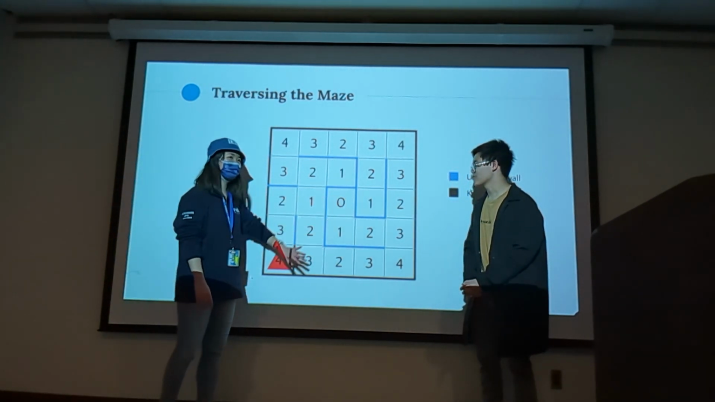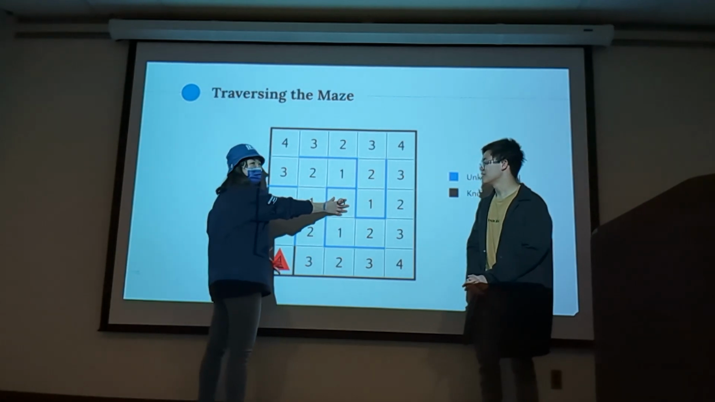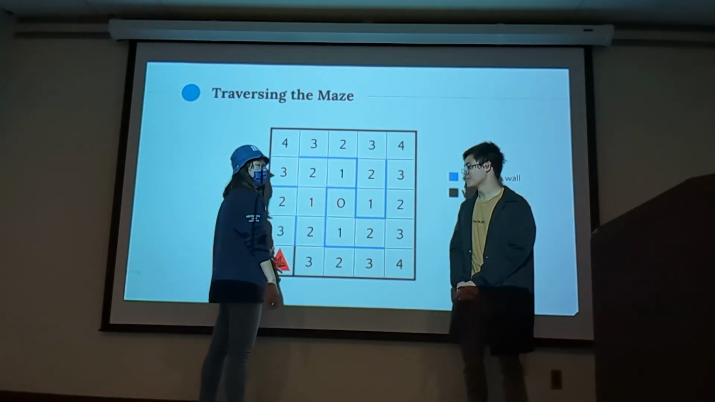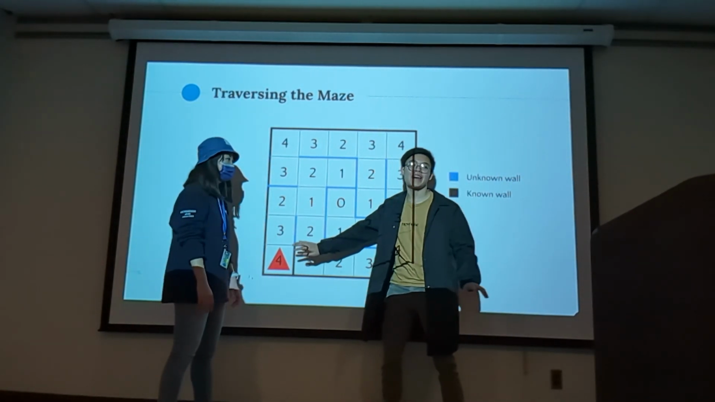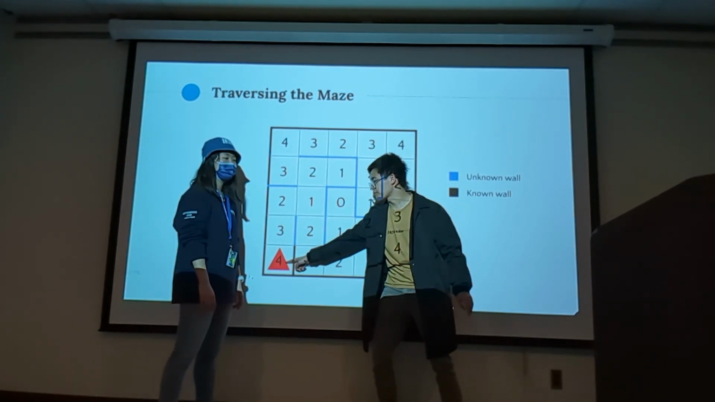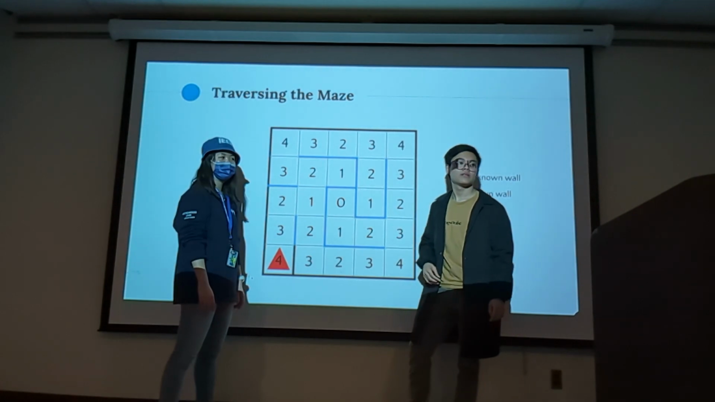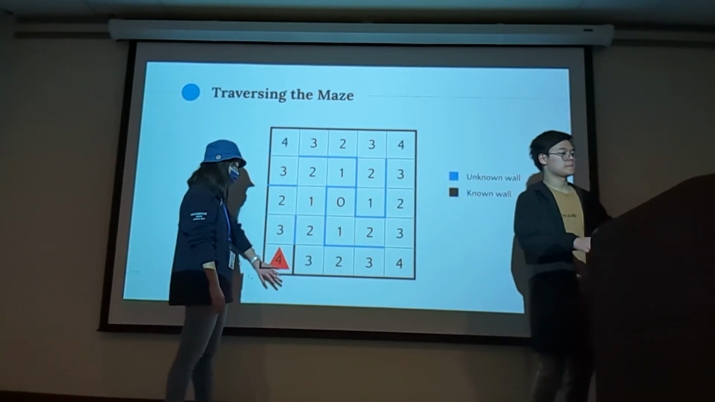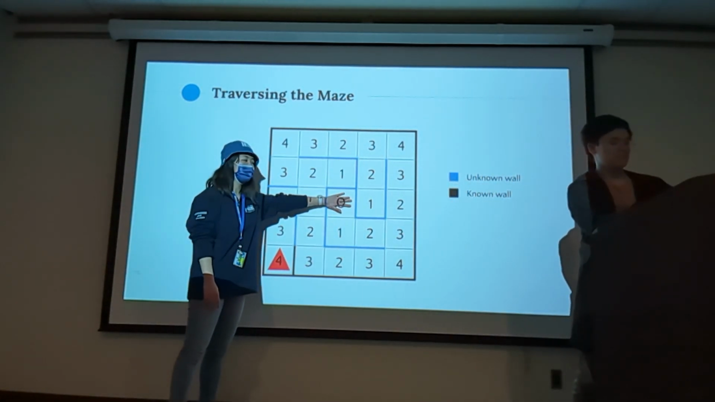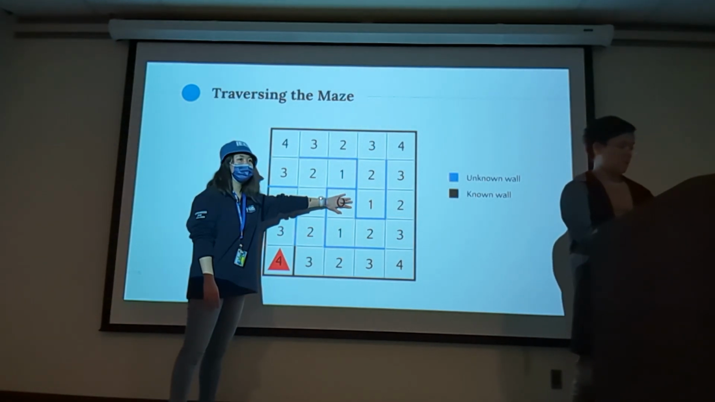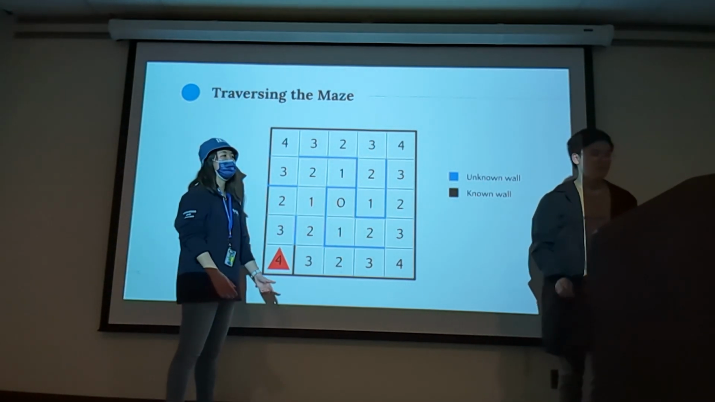Why do you start at 4 and not 0? Well, it's just a convention. 4 represents the Manhattan distance from the goal. So we are 4 cells away, 3 cells away, 2 cells away, 1 cell away, 0. For this competition, the convention is you start in the corner, you go to the middle. So you know the size of the maze is 16 by 16.